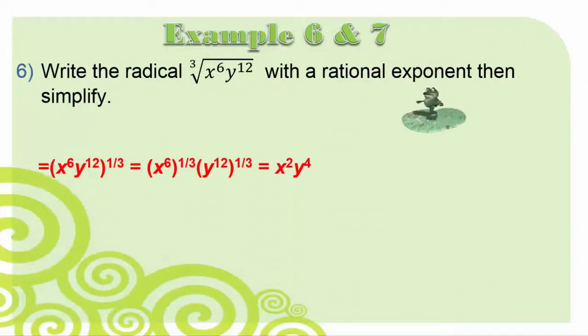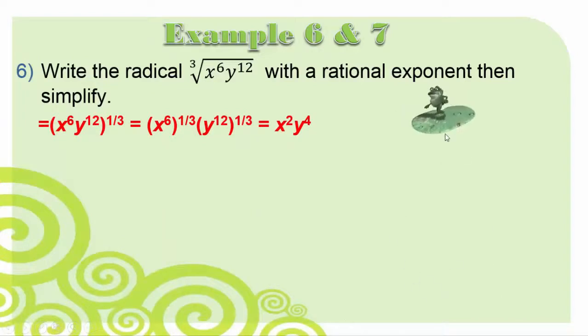In example number 6, we saw that the bottom number of the fraction represents the root and the top number represents the power. So we did it accordingly and found 6 over 3 and then 12 over 3, and ultimately we got x squared y to the 4th.